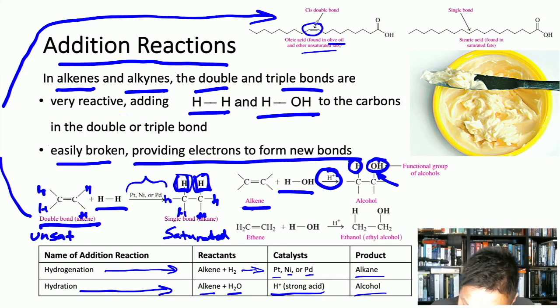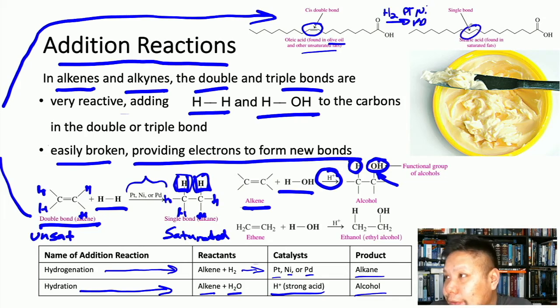But if you treat that with some hydrogen gas in the presence of platinum, for example, or nickel, or palladium as a catalyst, you can hydrogenate it, and now the double bond is gone. You have two hydrogens in its place, and now you have stearic acid, which is a saturated fat.